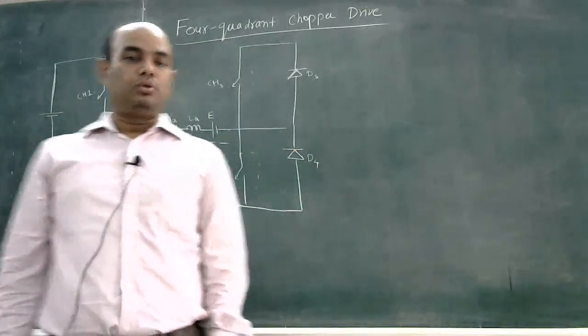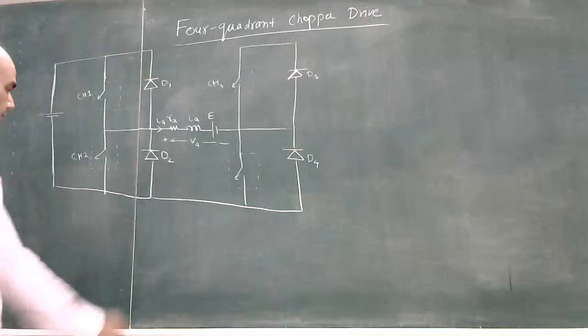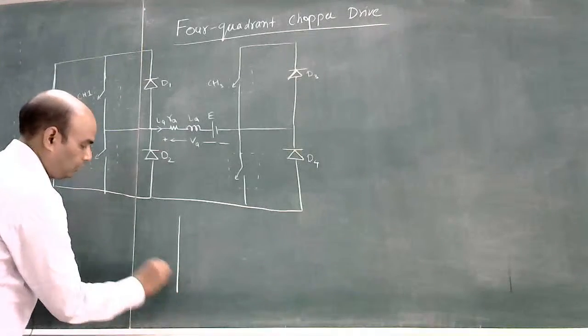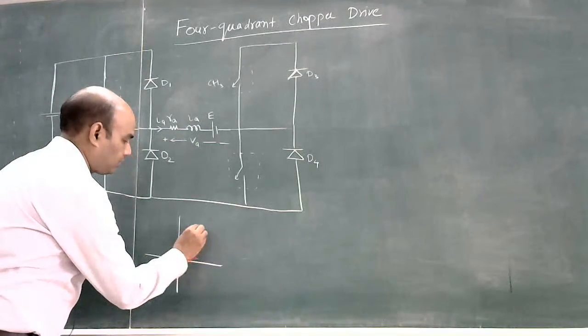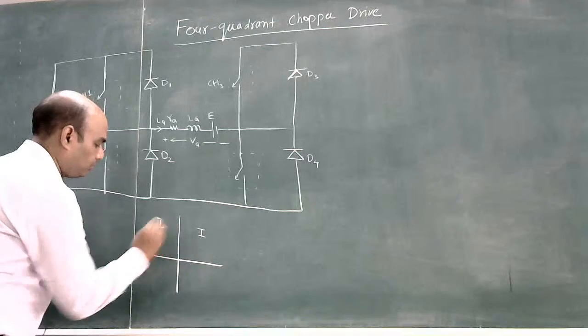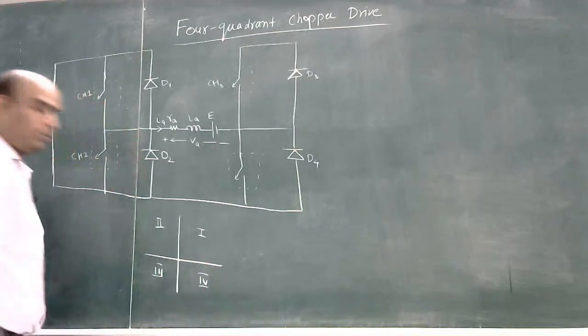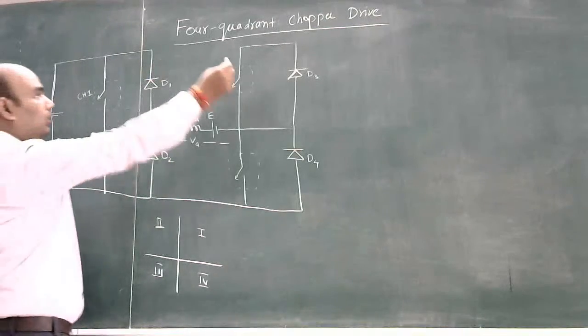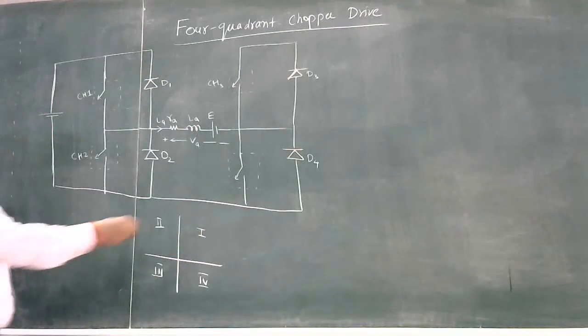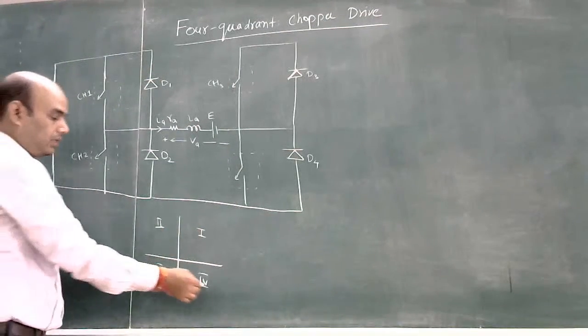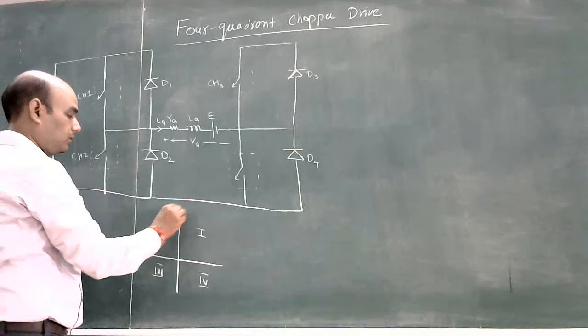Okay. So this drive will work in four quadrants: quadrant one, quadrant two, quadrant three, and quadrant four. So this is a multi-quadrant drive, which will work in the first, second, third, and fourth quadrant.